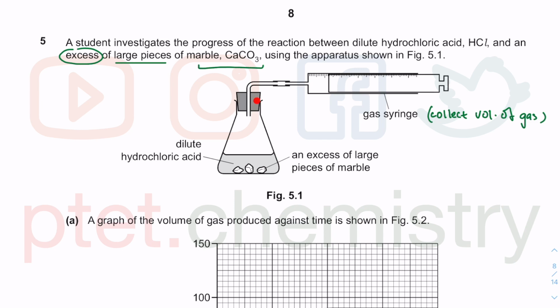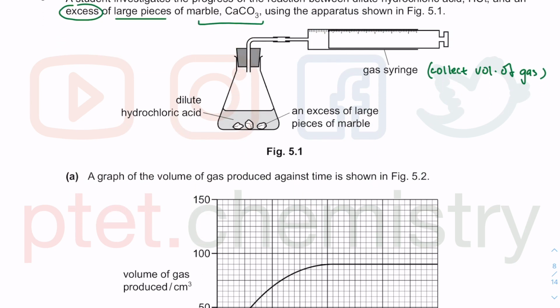We have a rubber band to prevent the gas from escaping, but these are large pieces of marble which are going to react a bit slower than if you crush the marbles. We have excess of it, so that means the dilute hydrochloric acid is what we call the limiting reactant. Limiting reactant is a year 9 concept. It means it is used up totally. It is used up completely.